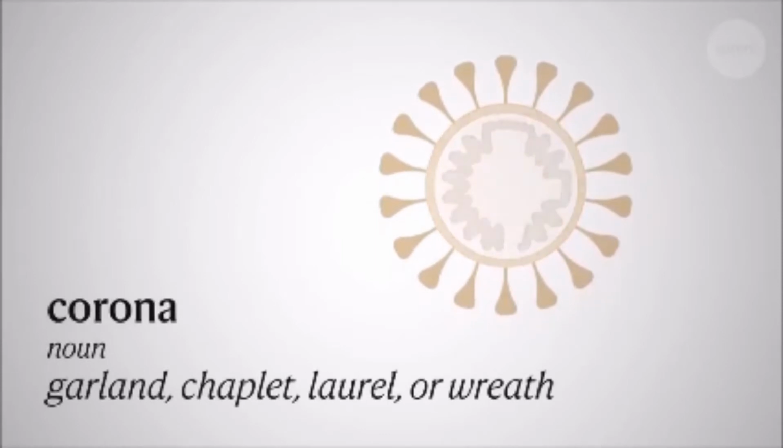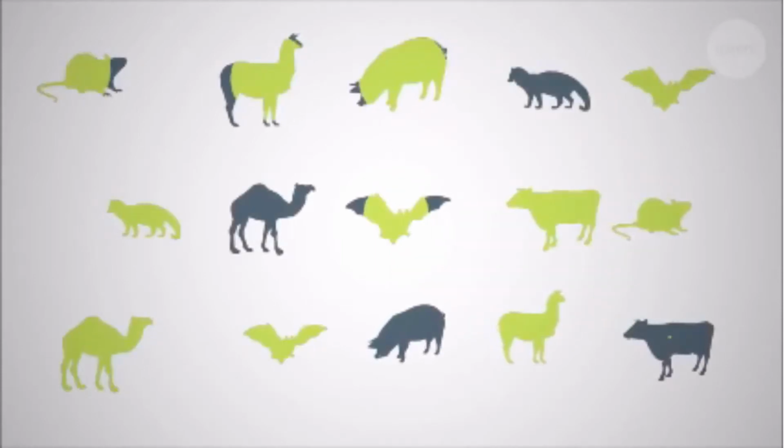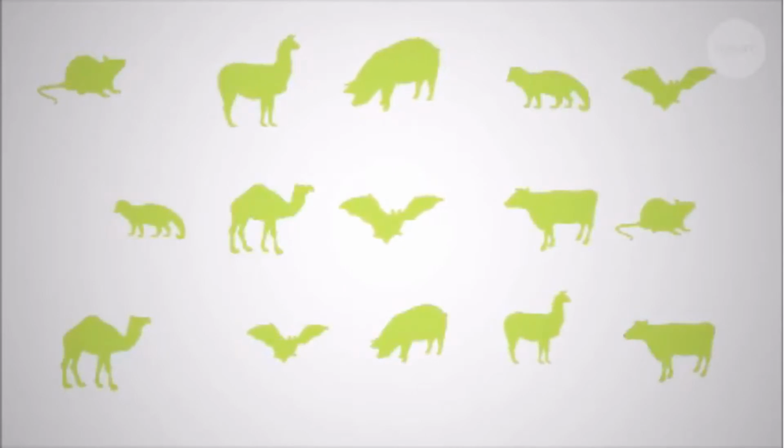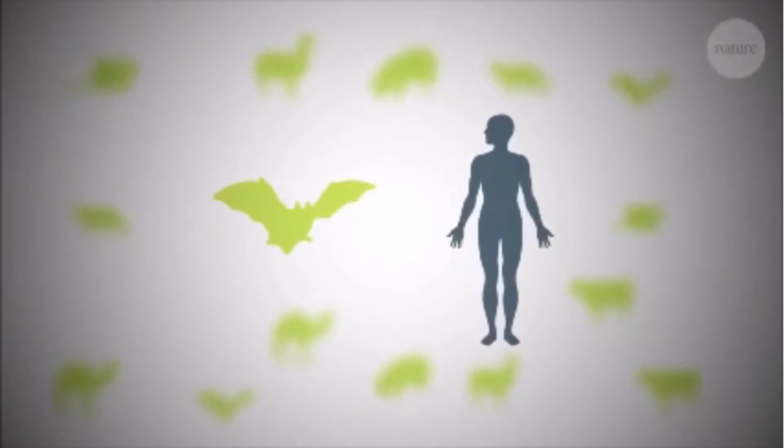Corona refers to the virus's distinctive shape. They are a large group common among mammals and birds. But in rare cases like this one, they can spread to humans, a process known as zoonosis.